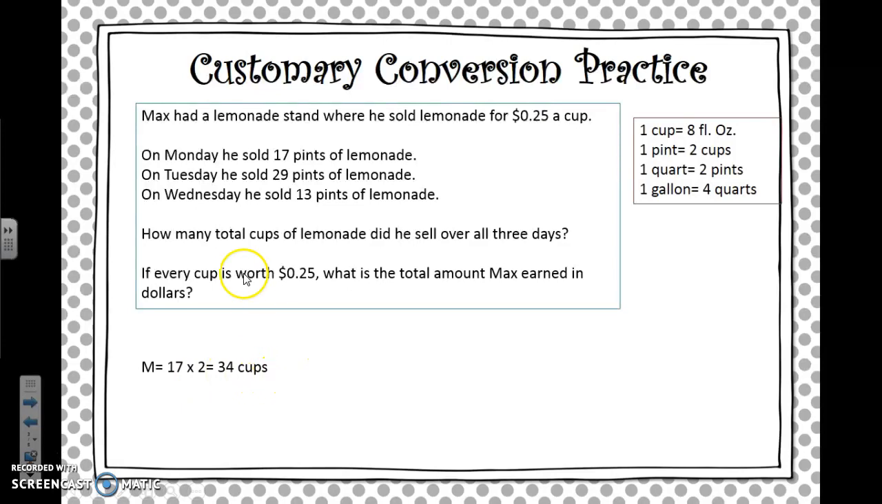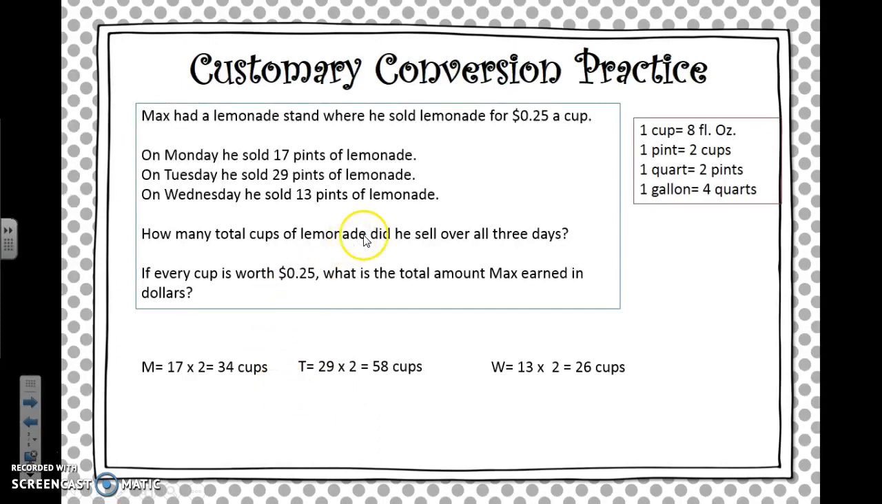Now I know I need to multiply Tuesday and Wednesday, both of these amounts, by 2 also. So for Tuesday, that's equal to 29 times 2. When I multiply that together, I get 58 cups. For Wednesday, I have 13 pints, and I need to multiply that by 2, and I get 26 cups. Now that I have each of my conversions done from pints to cups, I know I did that correctly because 1 pint is equivalent to 2 cups, so I multiplied each of my amounts by 2 cups.